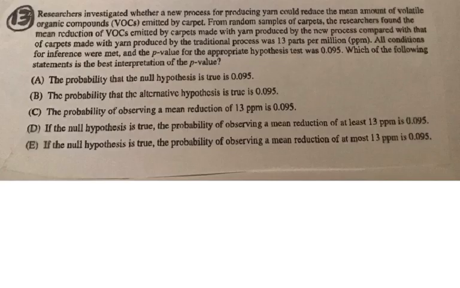Okay, 13. Researchers investigated whether a new process for producing yarn reduces the mean amount of these poisons. From random samples of carpets, researchers found that the mean reduction made with yarn produced by the new process was 13 parts per million. All the conditions for inference were met. The p-value for the appropriate hypothesis test was, here's the key point, right? Almost 10%. Which of the following is the best interpretation of this p-value?